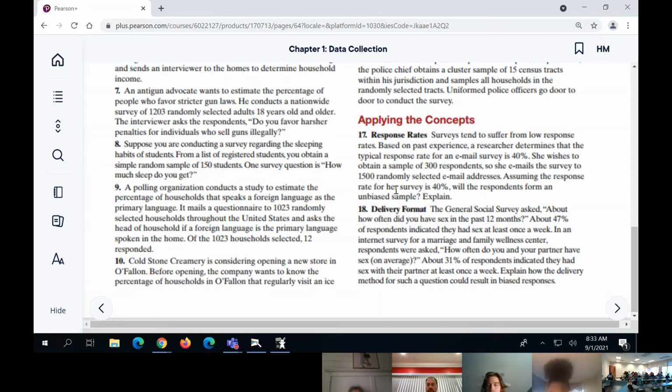Everybody with me? The graphic has to show the percentage. If it doesn't, then it's either a mistake or somebody's trying to what? Persuade you. Those are the two. Mistake or somebody's trying to persuade you.